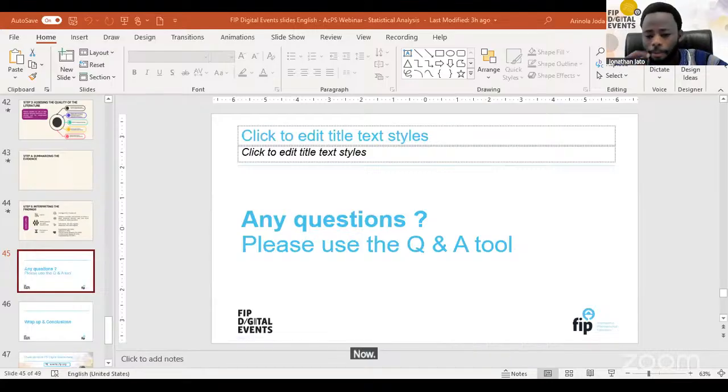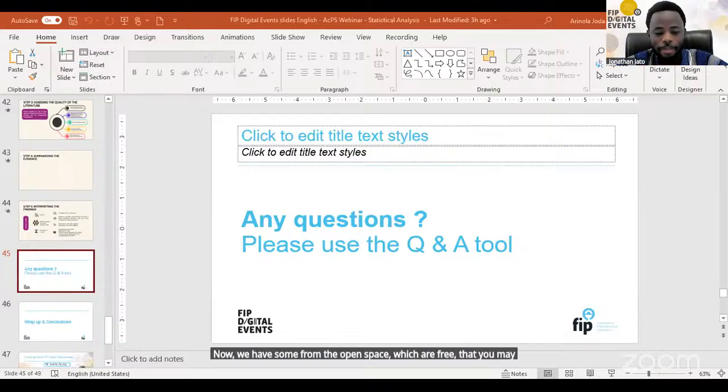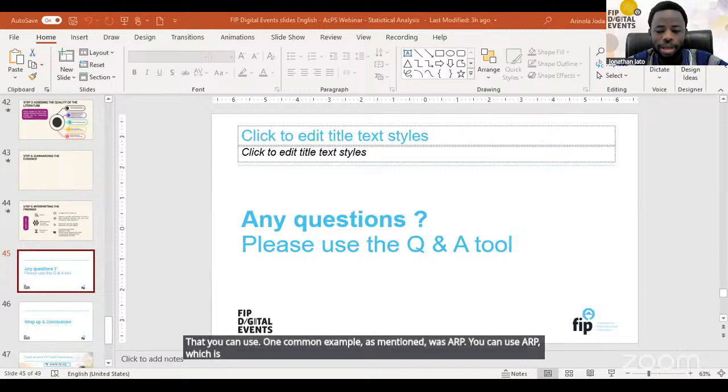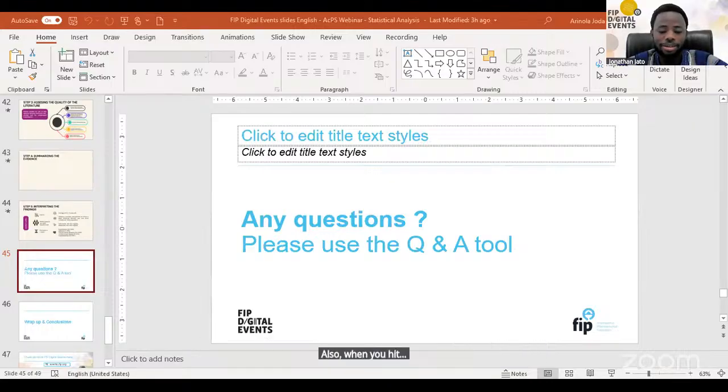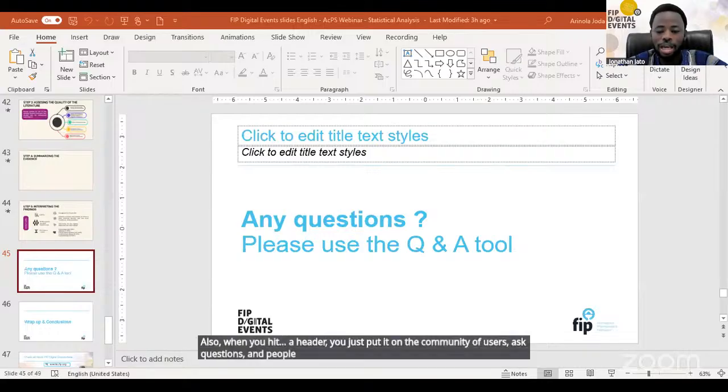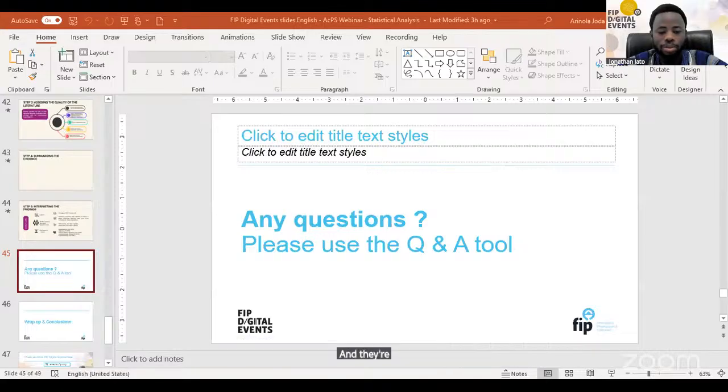Then we have some from the open space, which are free, that you may not have to buy, that you can use. One common example, as mentioned, was R. You can use R, which is a coding software. And one advantage of R is that we have a large community of people using R. Also, when you hit a hurdle, you just put it on the community of users, ask questions, and people who have used it have evidence, and they're able to support you.